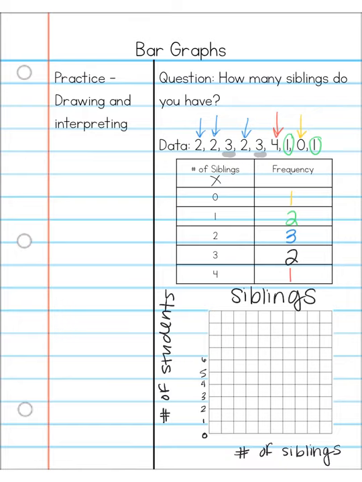Now the number of people who have 0 siblings is 1. So my bar is just going to go right up to the 1. The number of people that have 1 sibling is 2. So my 1 sibling bar will go up to the number 2 on the y-axis. The number of people that have 2 siblings is 3. So 3 students have 2 siblings. So my 2 sibling bar will go up to the 3.